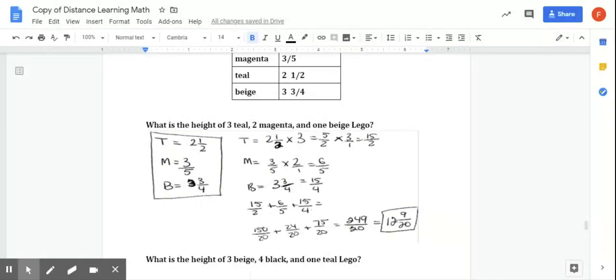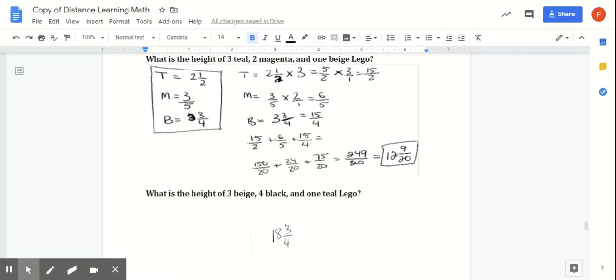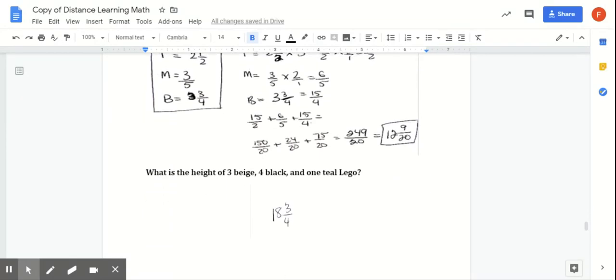So right now I would pause the video, go back and check your work, make sure that it's super organized, and revise step by step to make sure that you haven't made any mistakes. Now for your last problem, I'd like you to take what we've done so far and apply it to this last problem. Once you've done the work, you should get an answer of 18 3/4.